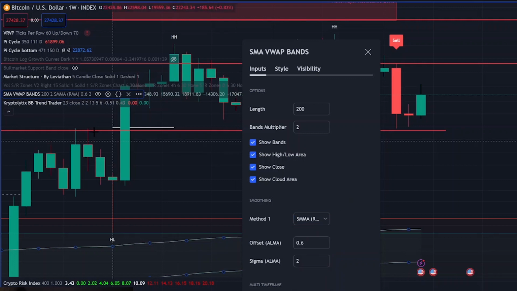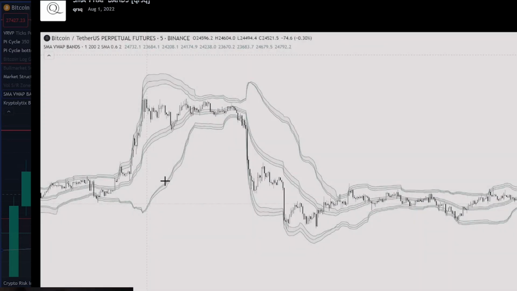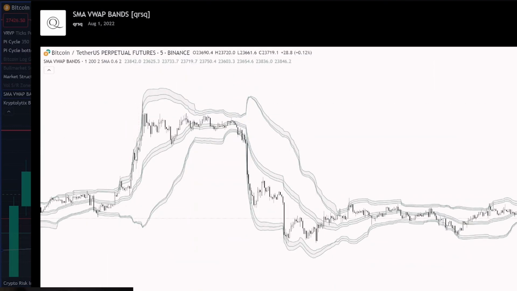So you can find this indicator just by typing in SMA VWAP bands, essentially. And it is by QRSQ, I believe is the name here. They published it in August 2022, so that's last year. And you can just add it to your chart via this.